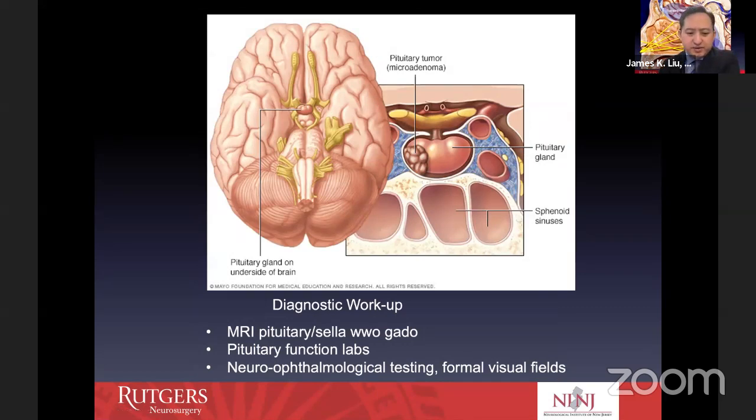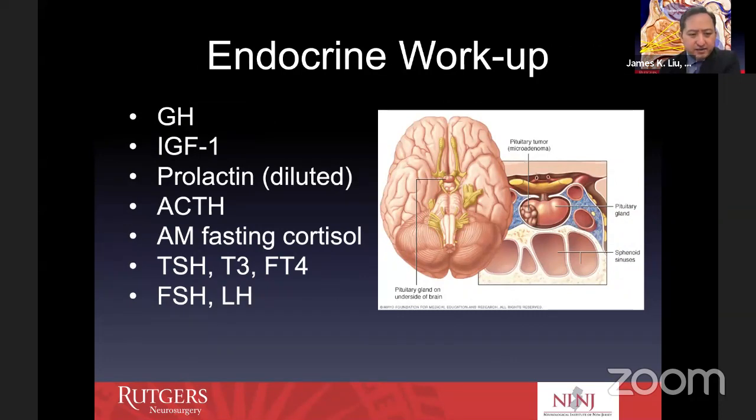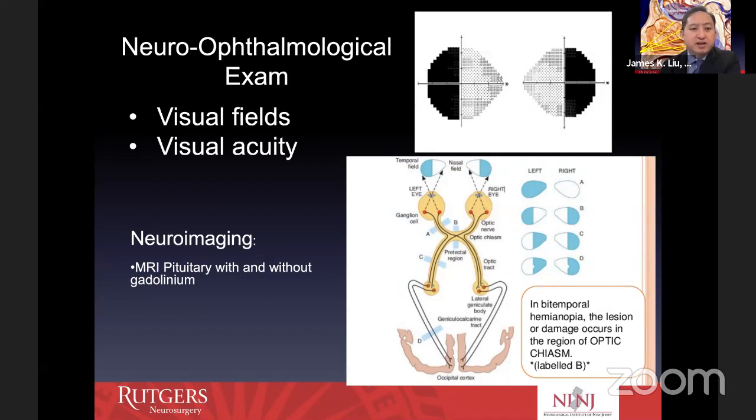How do we work these pituitary tumors up? Typically, we like to get an MRI of the pituitary region, 3-millimeter slices with and without gadolinium. It's important to get pituitary function labs and neuro-ophthalmological testing with formal visual fields. It's important to ask in your history whether there's been enlargement of hands and feet, changes of facial features, whether they have diabetes, hypertension, or weight loss, and so forth. And you're looking for signs of any endocrinopathies in these patients. This is the typical panel that we get in the endocrine workup, the full panel of anterior pituitary hormone axes. And of course, neuro-ophthalmological exam with formal visual field testing is very important in the workup.